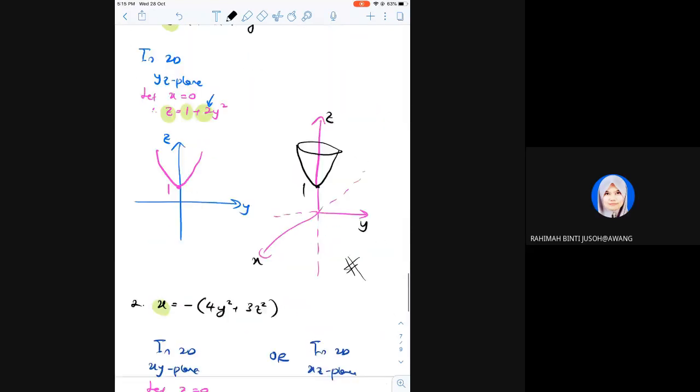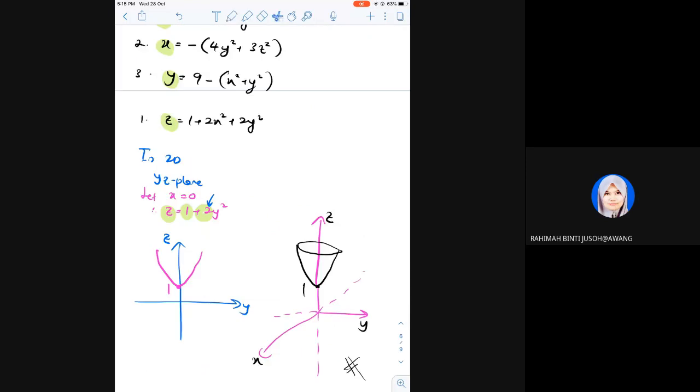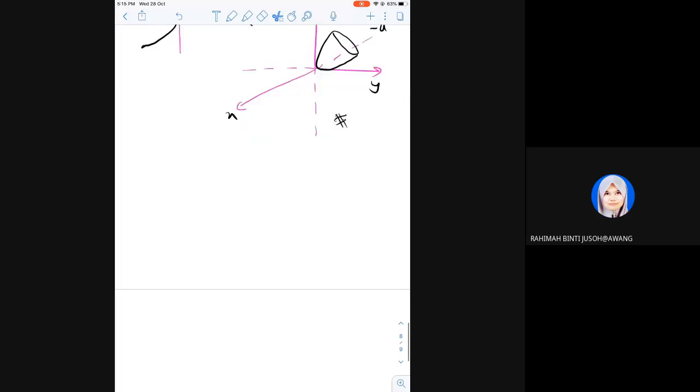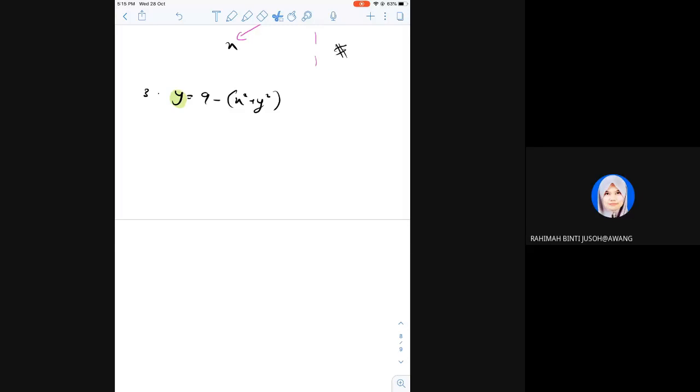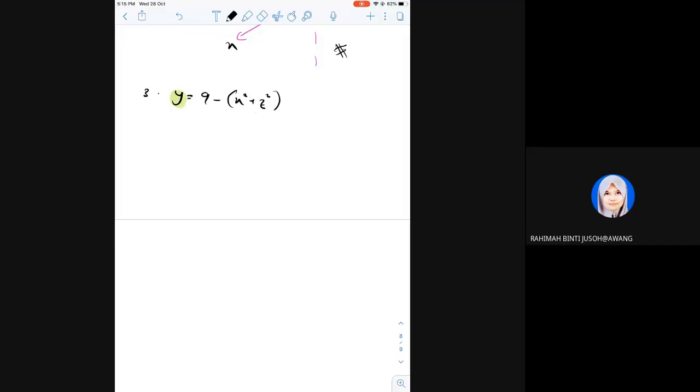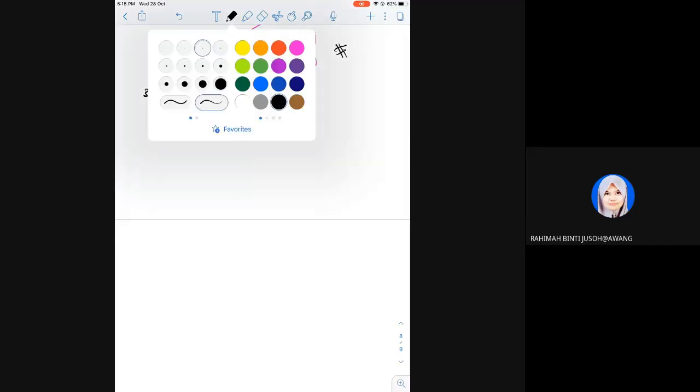So next, question number 3. Sorry, question number 3, saya padam. Saya nak buat Y. So, let's say here is Z squared, 9 minus X squared plus Z squared. Okay, so now, let's say into 2D.